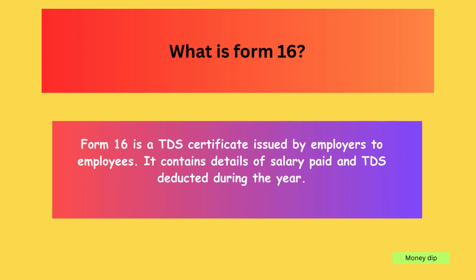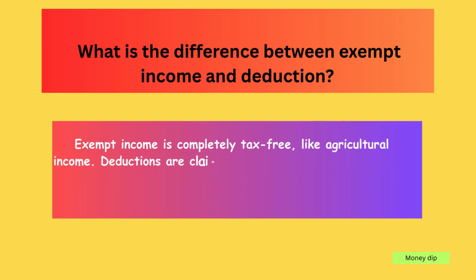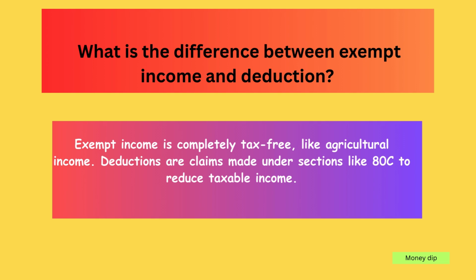What is the difference between exempt income and deduction? Answer. Exempt income is completely tax-free, like agricultural income. Deductions are claims made under sections like 80C to reduce taxable income.